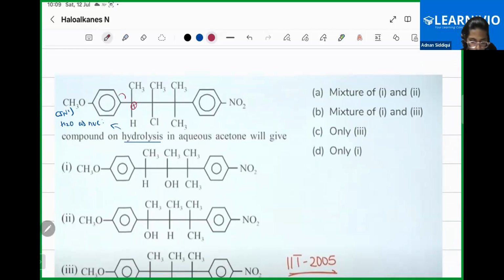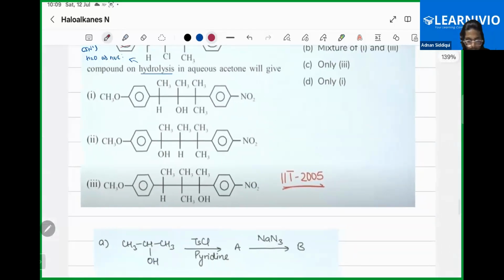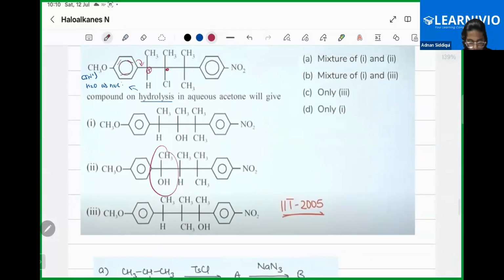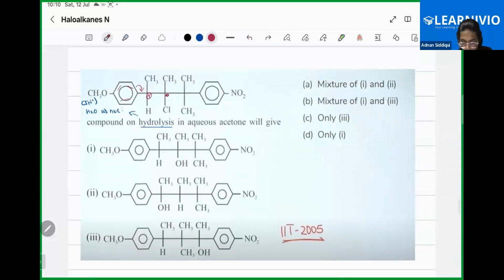Yes, sir, but it is resonance stabilized due to the donation of electron density from the benzene ring. So this position is even more stable than this one. So the major product is going to be this one, and the minor product we cannot neglect. The minor product is going to be this one. So what we are going to get as an answer? A mixture of 1 and 2.